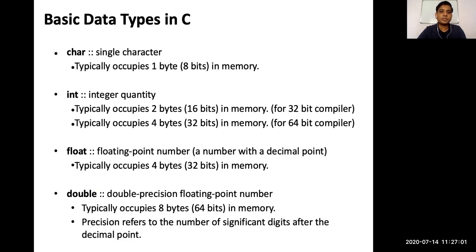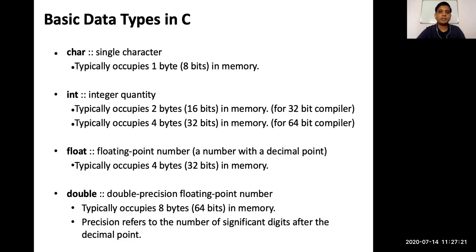Okay, now next one is data types. Everyone has to note down. If you have the pen and the paper with you, you should note down whatever I am telling you. The four basic data types in C language are the character, integer, float, and the double.